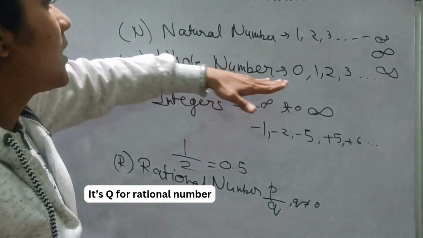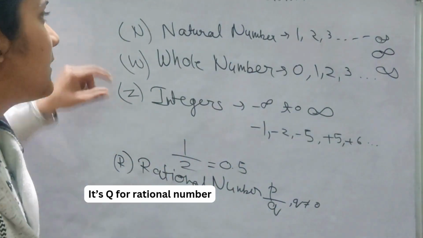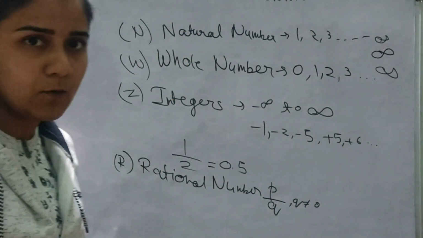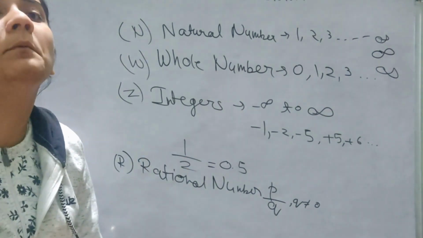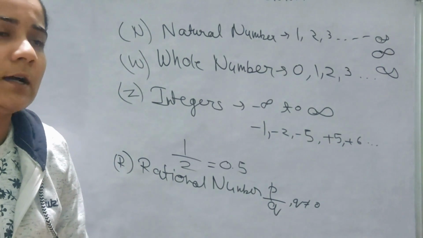Every whole number and natural number is a rational number. Like we have a set, then this, then this, then this. In further videos, we will be discussing exercise 1.1 and other exercises.